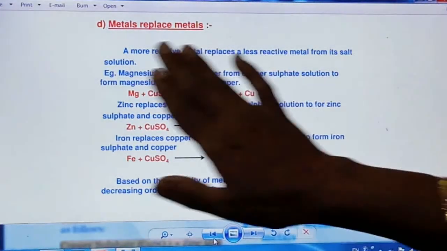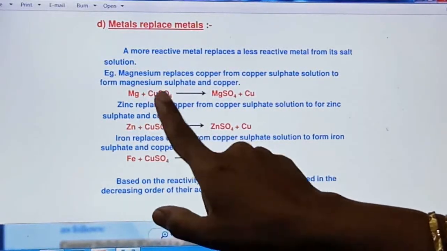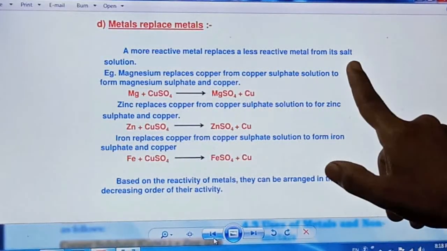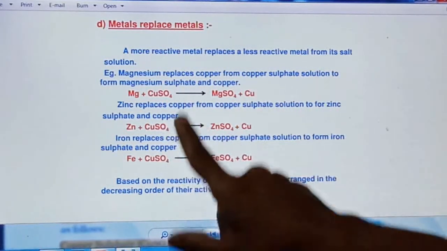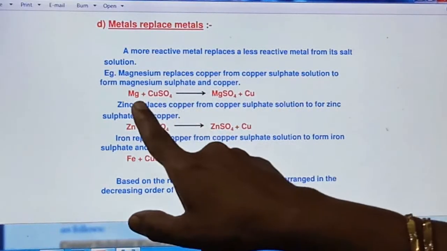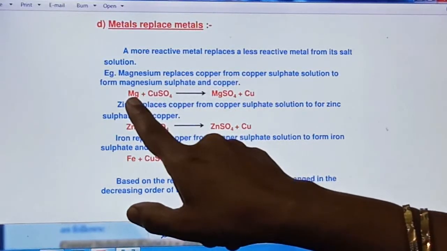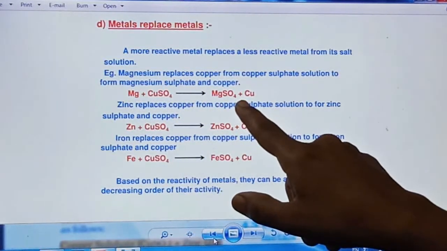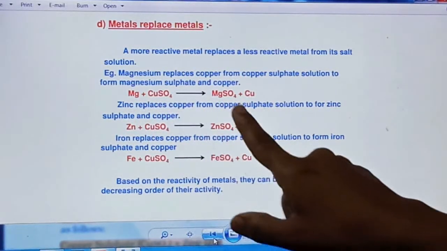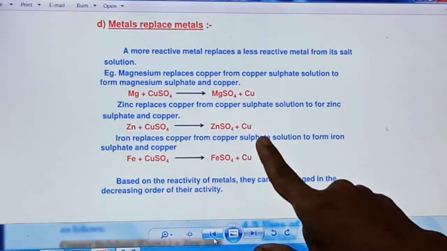So here metal replaces metal. This is what we have seen here, some of the examples. A more reactive metal replaces a less reactive metal from its salt solution. Magnesium replaces copper from the copper sulfate solution, Mg plus CuSO4. So copper gets replaced by the Mg, magnesium sulfate solution is formed, and copper is free. Zinc replaces copper from the copper sulfate solution. Zinc plus copper sulfate gives zinc sulfate plus copper.